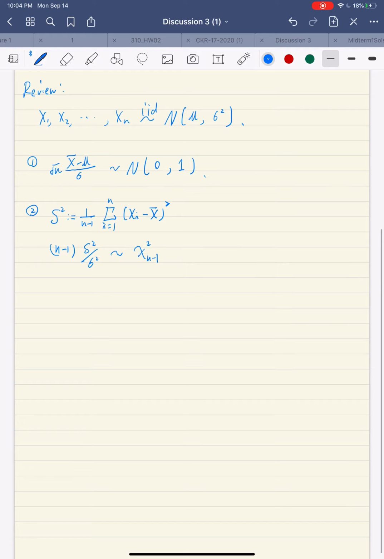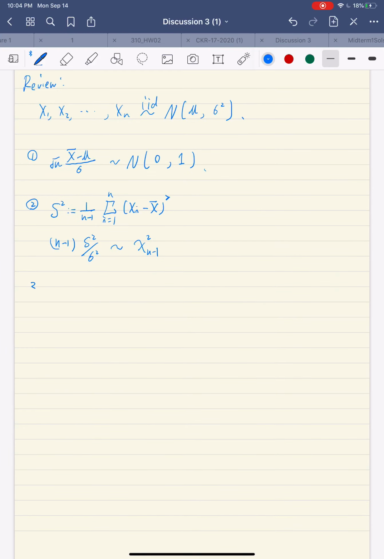And the next one is we want to know the distribution of square root of n times the sample mean of x minus mu, divided by s. Here we use the sample standard deviation rather than the population standard deviation. In this case, this will follow the t distribution with n minus 1 degrees of freedom.